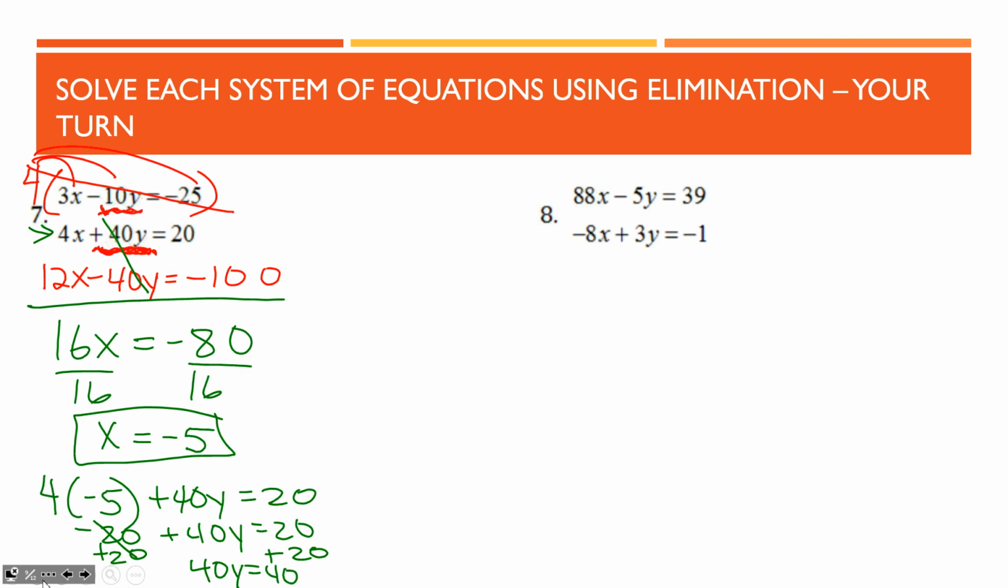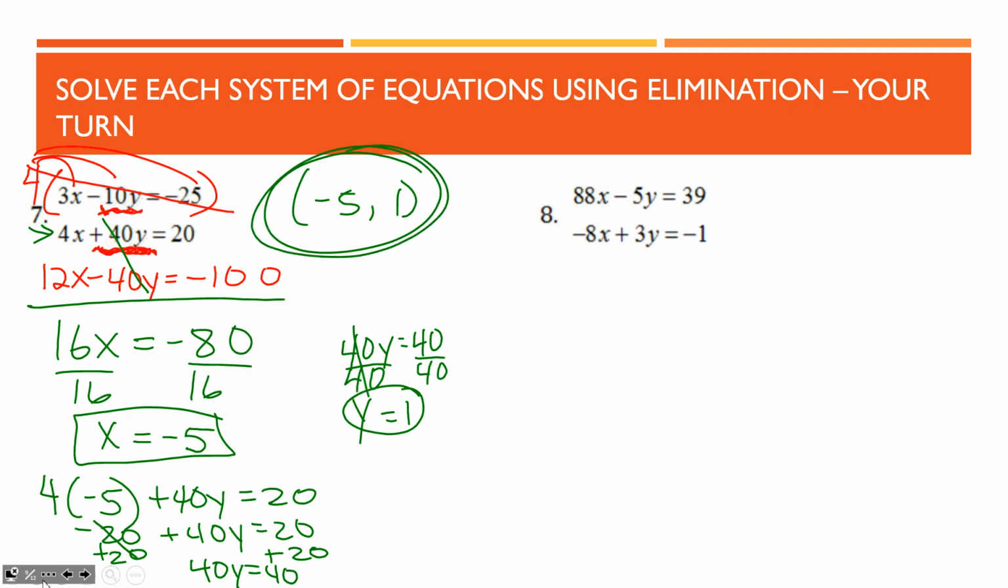I know I'm running out of room here, but I'll rewrite it. So 40y equals 40, right? To solve for y, I can divide both sides by 40, and y is equal to 1. So my solution should have been negative 5 comma 1. That's the point where these two lines would intersect.